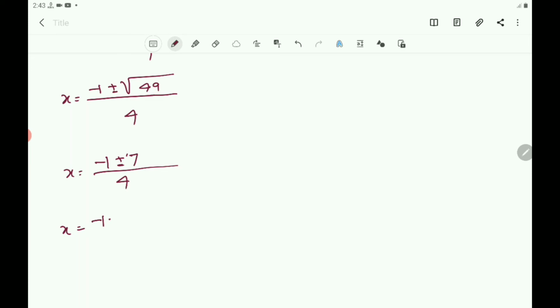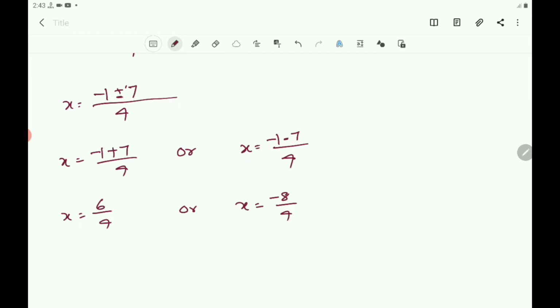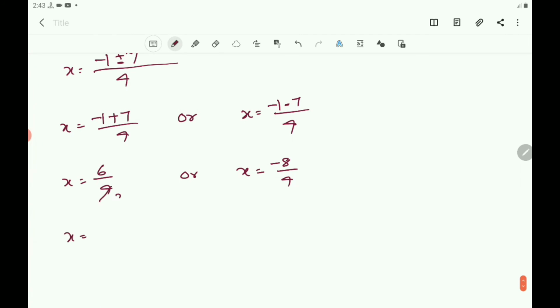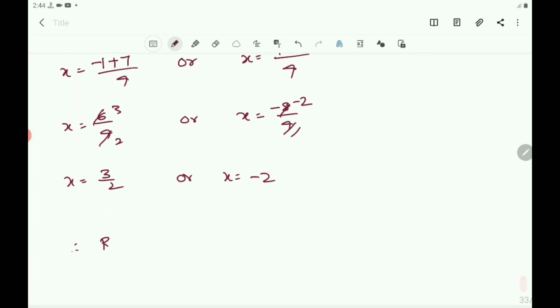Then x equals minus 1 plus 7 by 4, or x equals minus 1 minus 7 by 4. Then x equals 7 minus 1 is 6 by 4, or x equals minus 1 minus 7 is minus 8 by 4. So you got x equals 3 by 2, or x equals minus 2. Therefore the roots are 3 by 2 and minus 2.